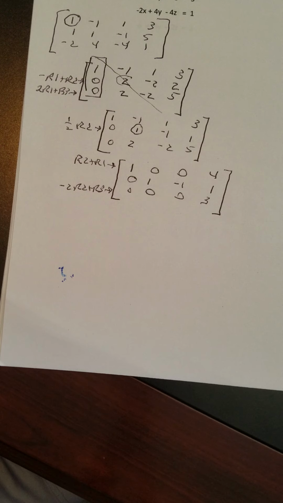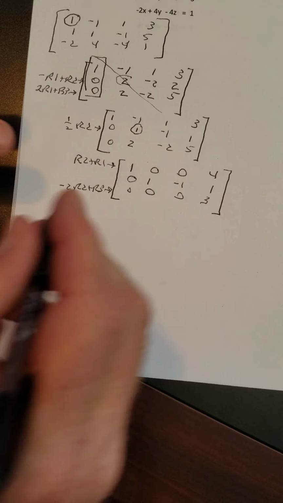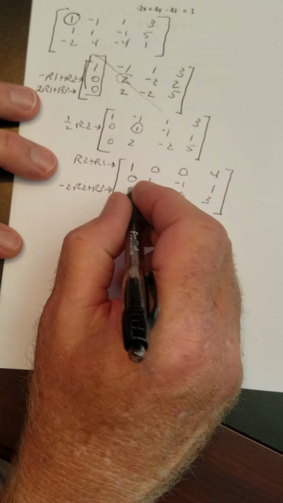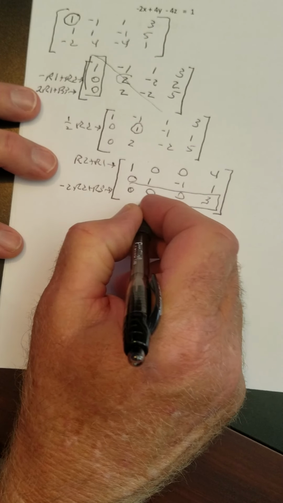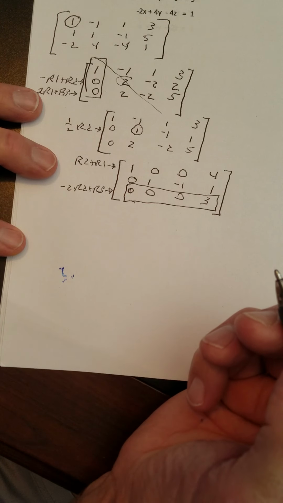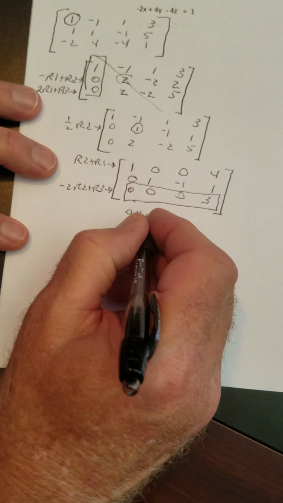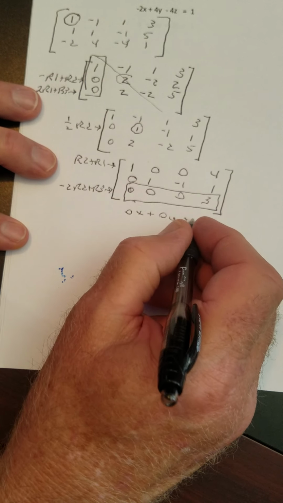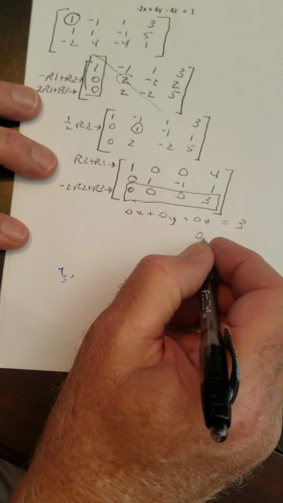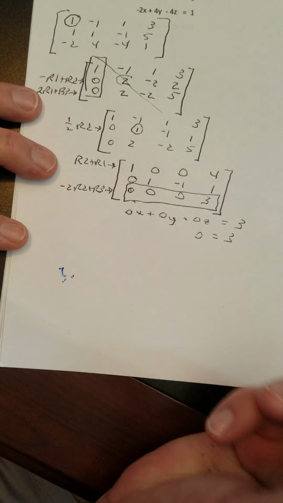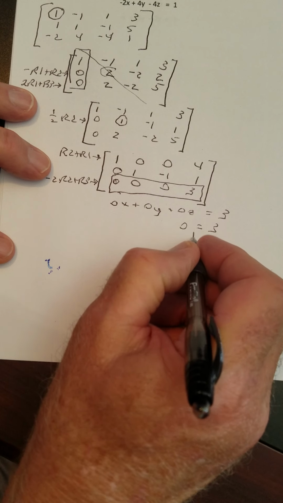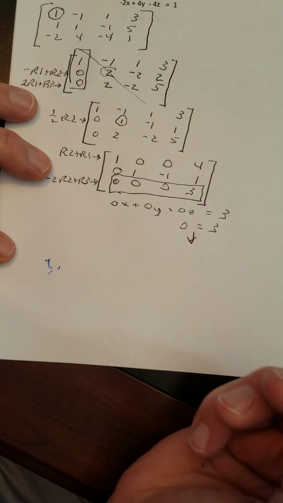We got a problem. Any ideas what the problem is? Look at the bottom row. If I was going to change this back to an equation form, that would be 0x plus 0y plus 0z equals 3. Or 0, that's all equal to 0, equals 3. Is 0 equal to 3? No. 0 is never equal to 3.